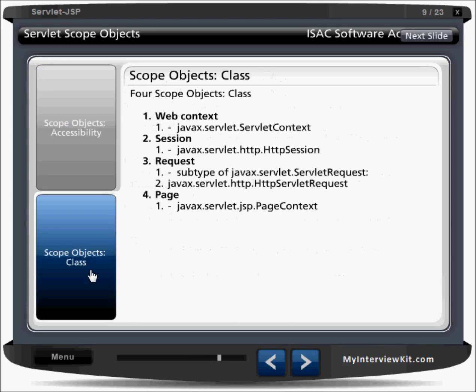Second, you can see the APIs which we have from different packages. If we say web context, I mean servlet context, it is in the javax.servlet package. If we say HttpSession, it is from javax.servlet.http. If it is a request, it is HttpServletRequest from the javax.servlet.http package. If it is a page, it is PageContext from javax.servlet.jsp. So these are the four APIs we have for handling the scope.